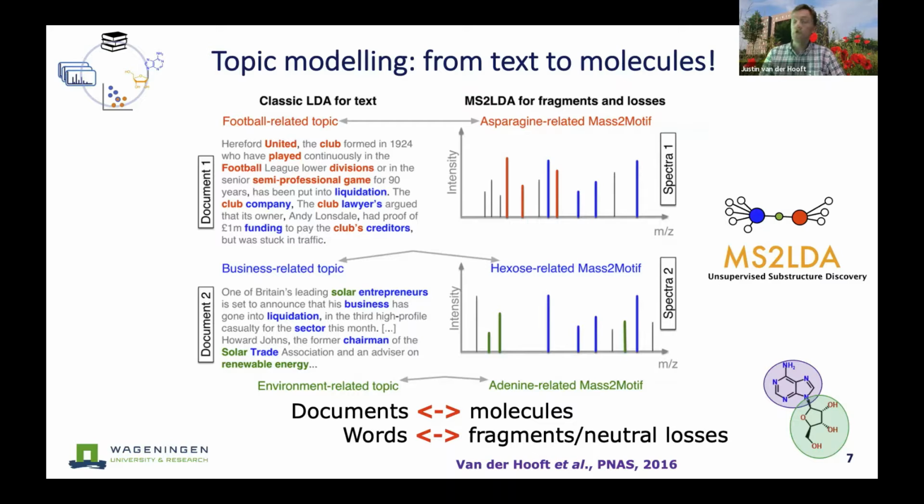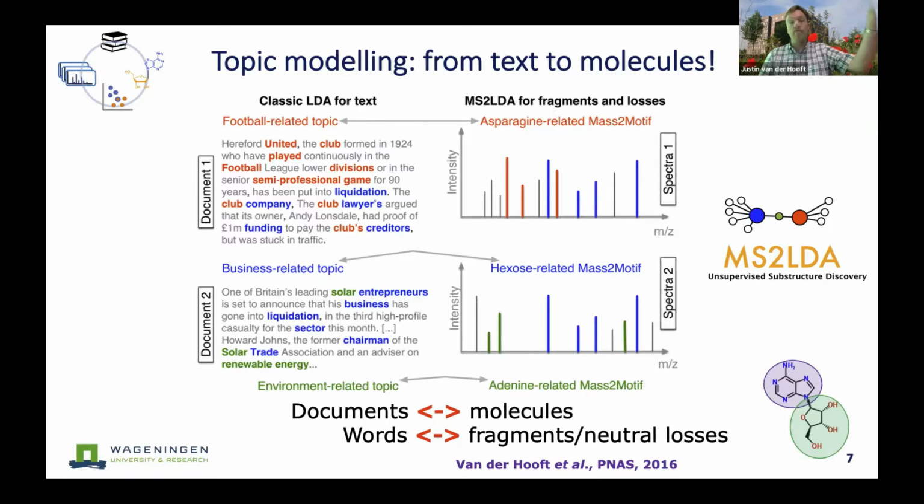So it's important to mention this. It's unsupervised, untargeted substructure discovery. You don't need to know what is in your sample to try to find the patterns that could be linked to particular substructures. So we're going from text to molecules, inspired by text mining.